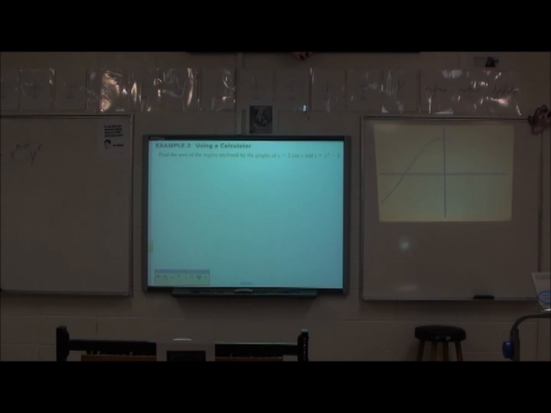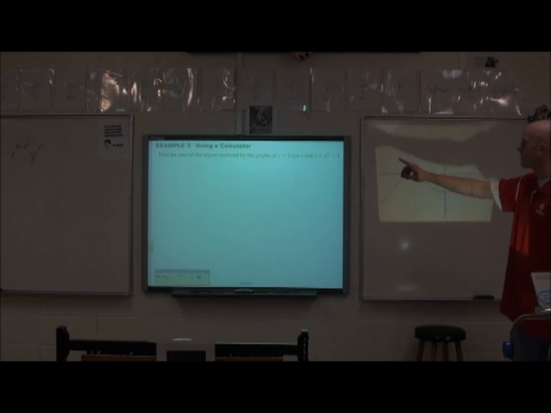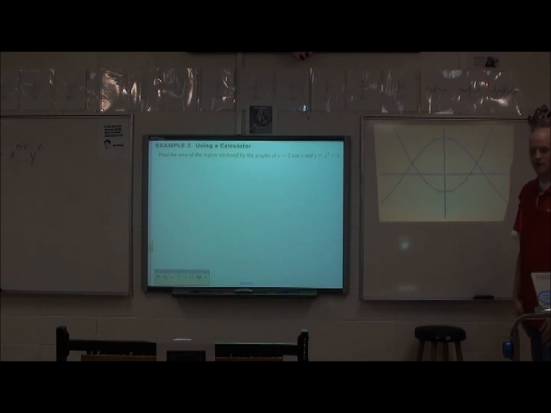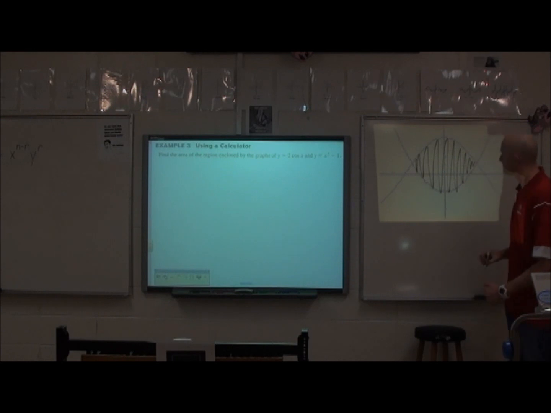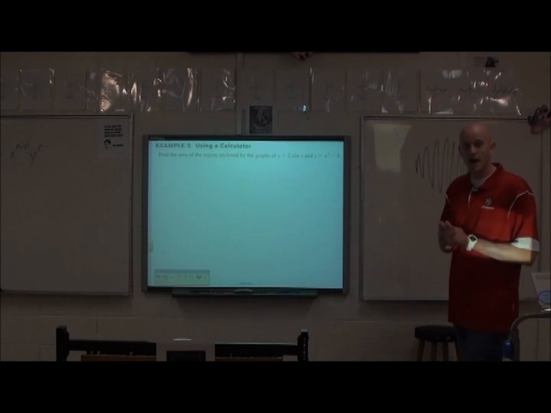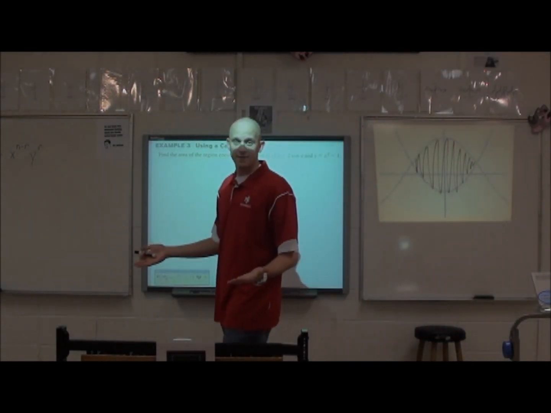Alright, here's our first curve. It is the cosine curve. And the next curve is the parabola. We can find the area of the region enclosed by those two things. I better get a marker. The area enclosed is this area here.